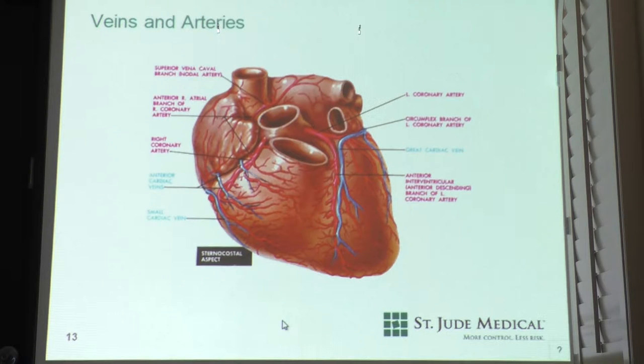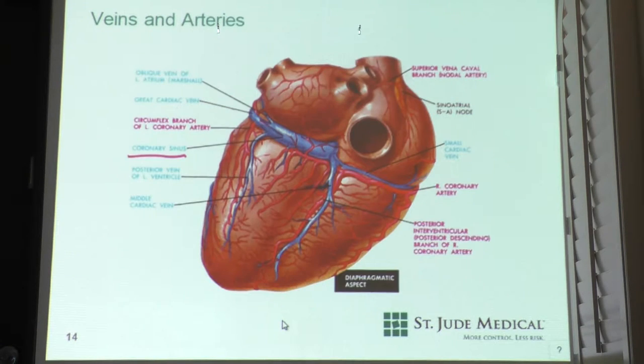Good to know if you're looking at an AP X-ray of somebody, whether you're a general GP or an ER doc or all the way up to an EP, because clearly that's the height of expertise. So all of these veins, which basically parallel the arterial system in the heart, return into one big drain pipe called the coronary sinus, which for EP ablations is often known as God's gift to EP.